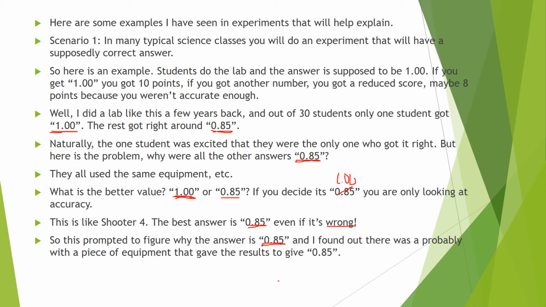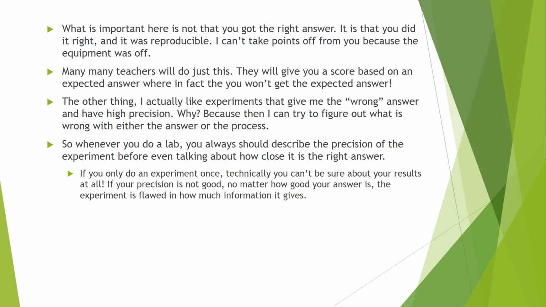When we ended up doing this, I had to believe that the precision of 0.85 told me that something was off, and I found out that the scales were actually giving me an incorrect value for water. And I was able to fix the scale. So I got some good information, even though it was inaccurate. What is important here is not to worry about getting the right answer. It's about being reproducible.